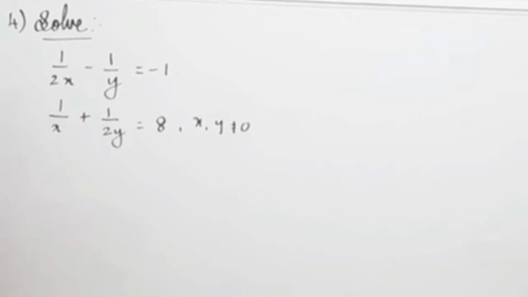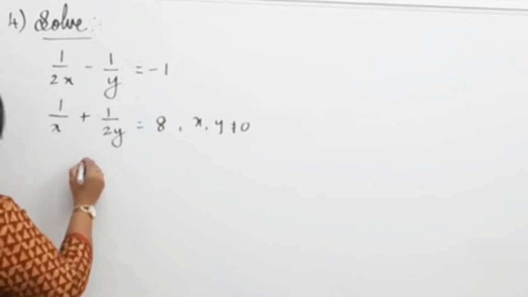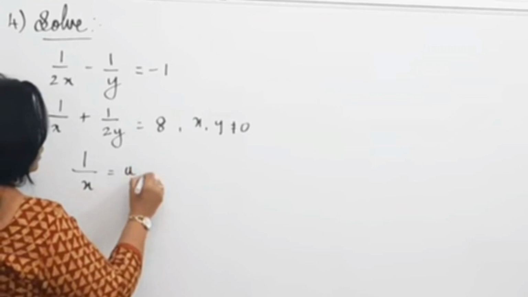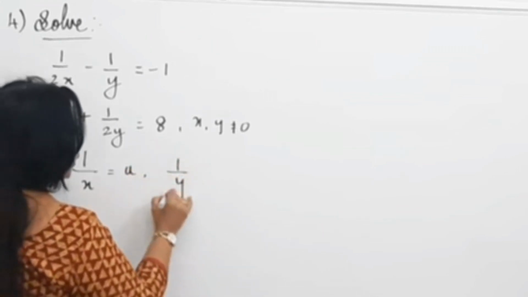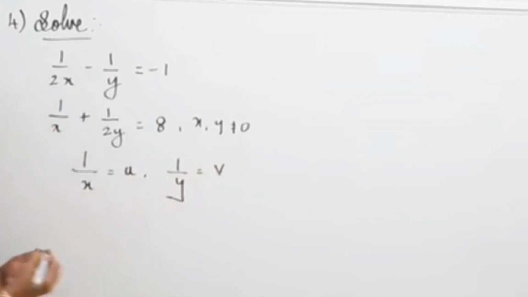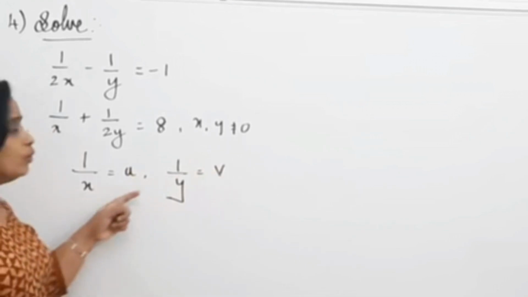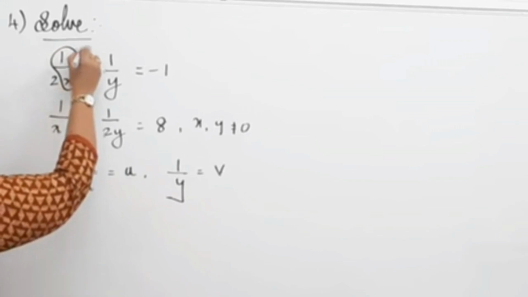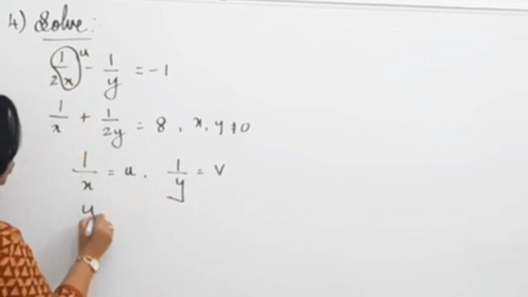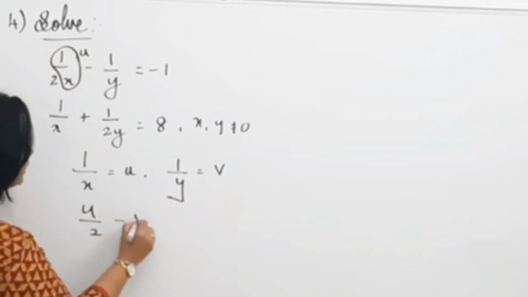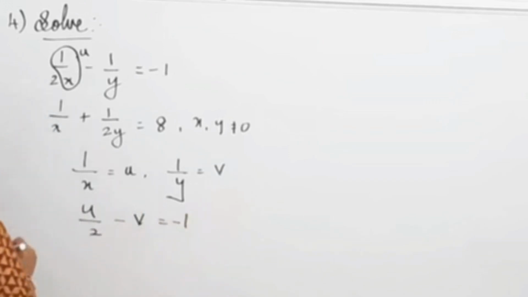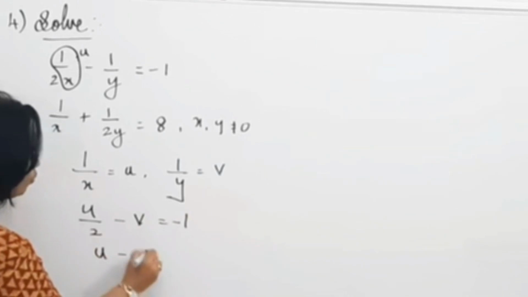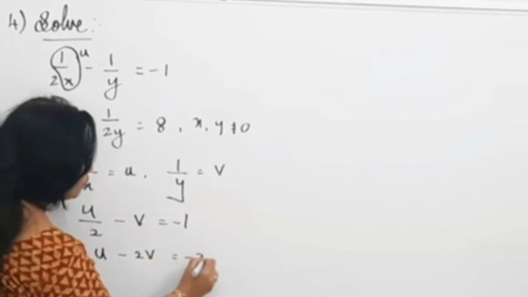Now when you have this kind of equation, you will take 1 by x is equal to some other variable, that is u, and 1 by y is equal to v. Now I'll go and substitute. This 1 by x becomes u. So that becomes u by 2 minus v is equal to minus 1. So now my equation on simplification, I will have u minus 2v is equal to minus 2.